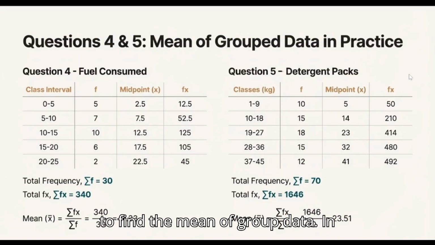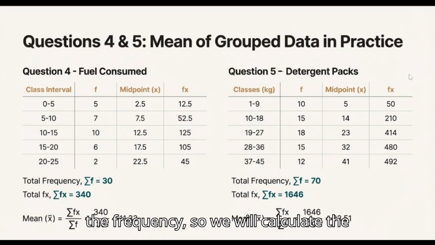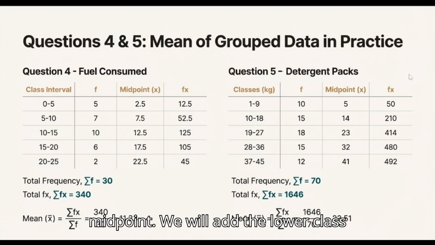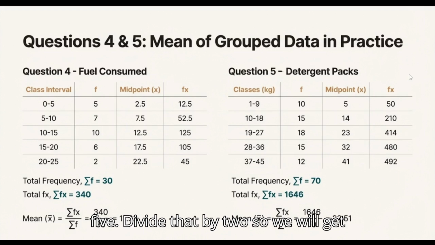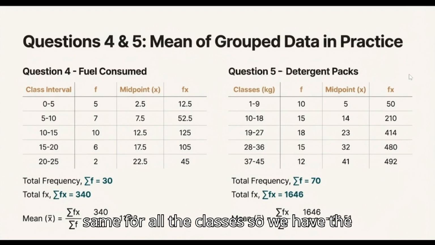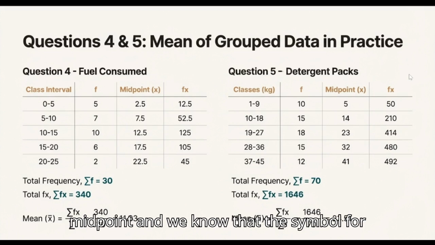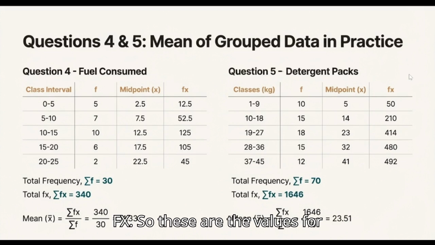Now question number 4, we need to find the mean of group data in practice. Here we have the class interval, the frequency, so we will calculate the midpoint. We will add the lower class limit with the upper class limit, which is 5, divide that by 2, so we will get our midpoint as 2.5. Then we will do the same for all the classes. So we have the midpoint, and we know that the symbol for the midpoint is x. Multiplying our frequency column with our x column, we get fx. So these are the values for each class.